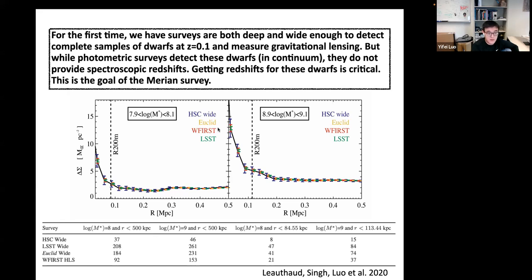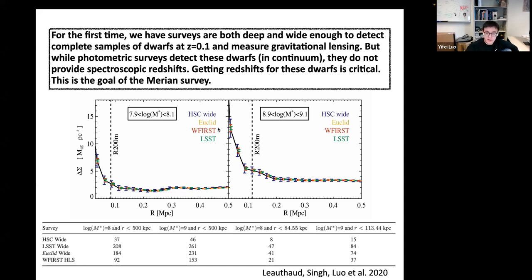So that's not good at redshift 0.1, not good at all. So now the question is, how can we get the measurement of the distance? Because we need the redshift, we need the distance, to measure the weak lensing signal. So this is basically the motivation for the Merian survey. We try to measure the redshift, the photo-z, and detect those dwarf galaxies to do the lensing.